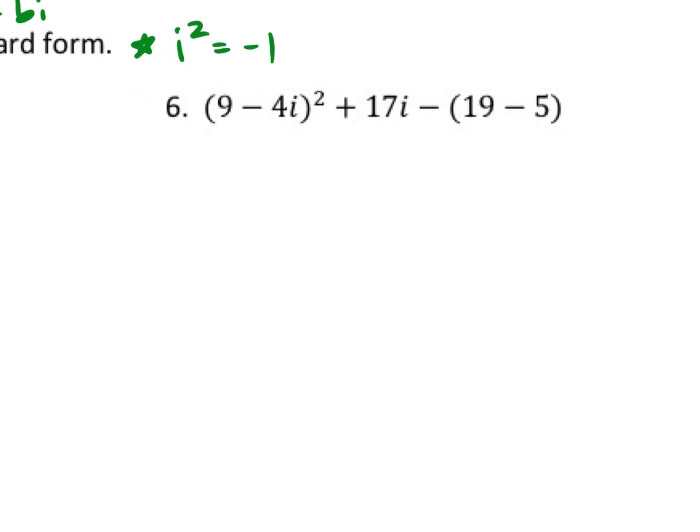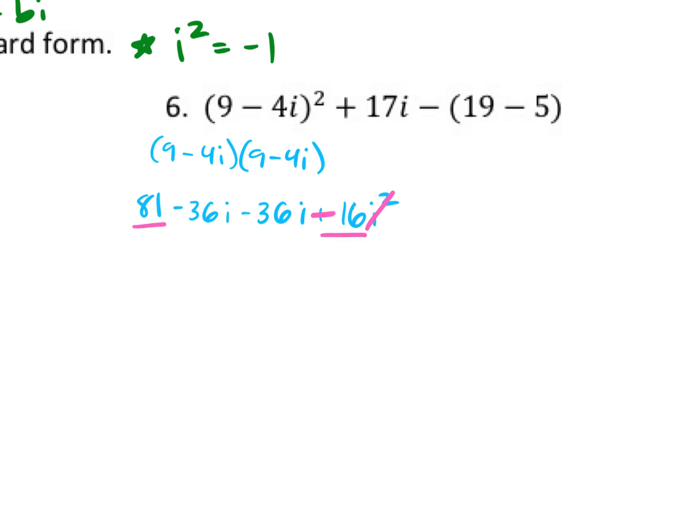So for number 6, we have (9 - 4i) squared. That's like saying (9 - 4i) times (9 - 4i). So we get 81 minus 36i minus 36i plus 16i squared. I'm going to finish simplifying this before I combine it with the rest. So we can combine our like terms, and we have to change the i squared. What does i squared change to? -1. So 16 times -1 would be -16.